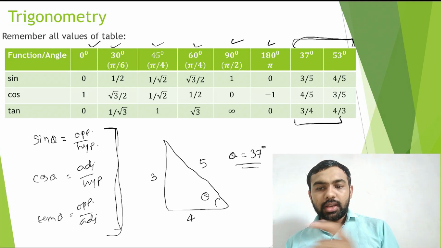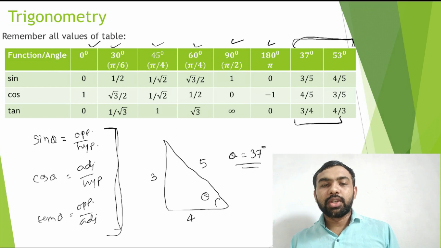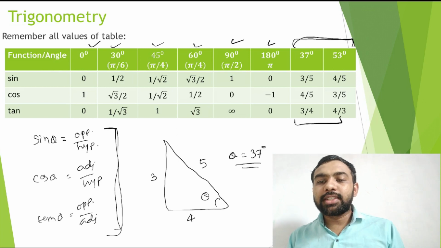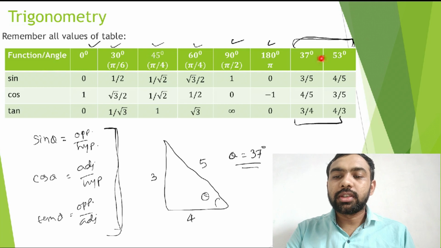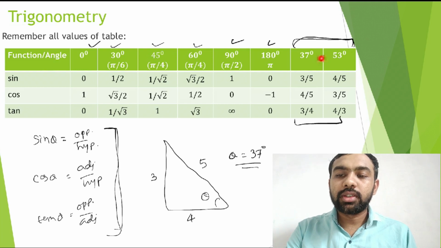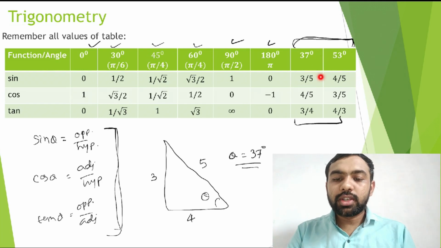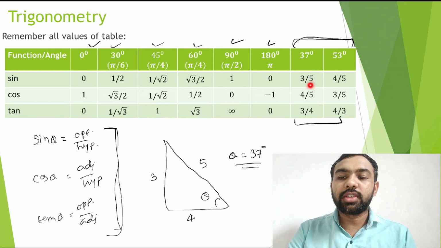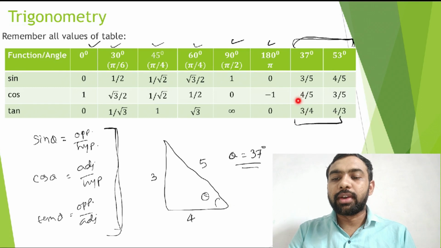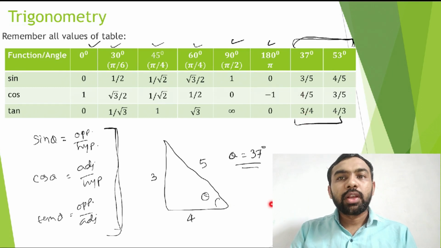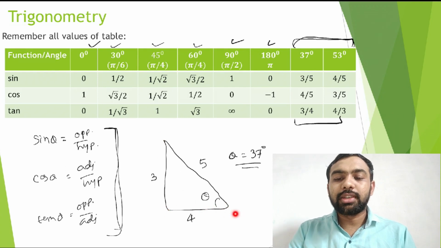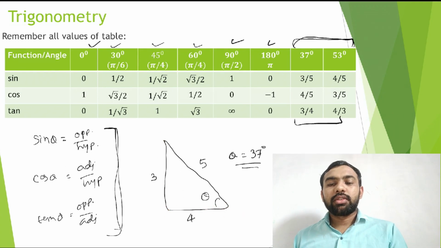Now you apply this rule. Theta is equal to 37. So sin theta is what? Sin theta is opposite upon hypotenuse, so 3 by 5. Cos theta is adjacent upon hypotenuse, so you get the answer 4 by 5. And tan theta is opposite upon adjacent, opposite 3, adjacent 4, so 3 by 4.